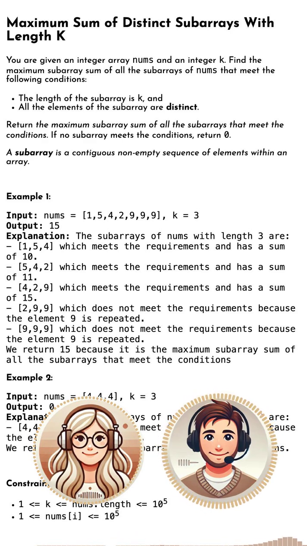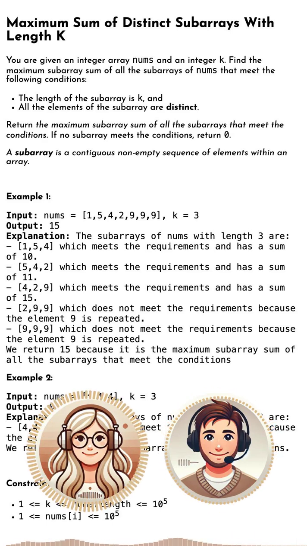Makes sense. And then we move our right pointer one step to the right, sliding the window over, and we repeat the whole process. We keep going until the right pointer reaches the end of the array. You got it. It's like a smooth gliding motion across the data.